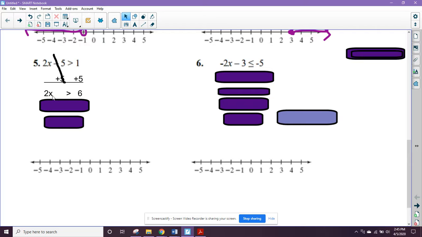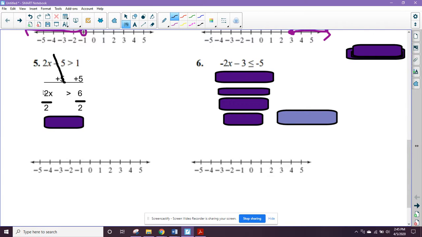Now we have to get x by itself. It's attached to the 2. This is multiplication. To undo multiplication, we have to divide. We divide both sides by 2. When we divide both sides by 2, we get x here, and 6 divided by 2 is 3. So we have to graph x is greater than 3. We go down to 3, and it is an open circle at 3, and we are graphing it to the right.